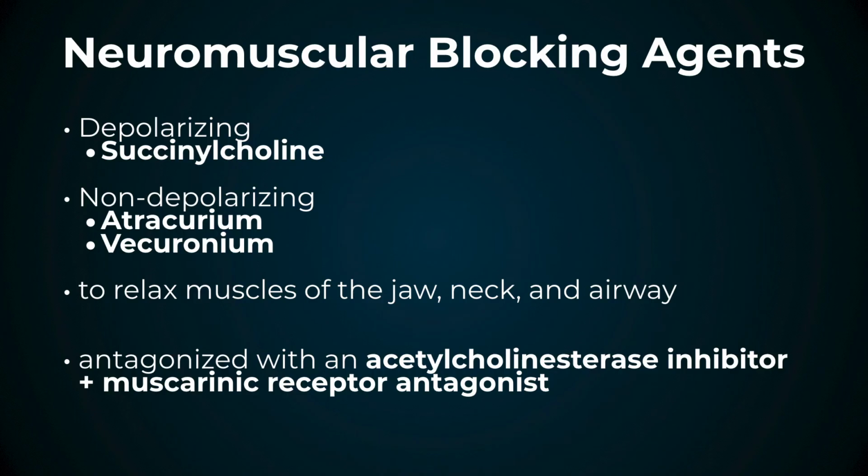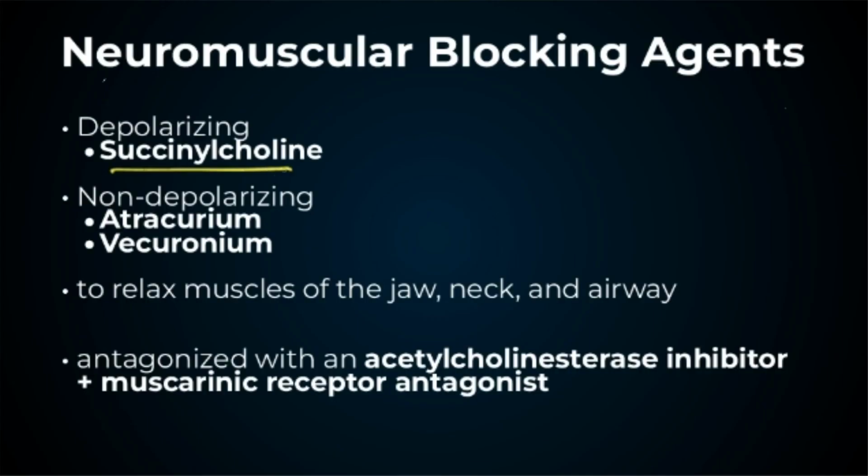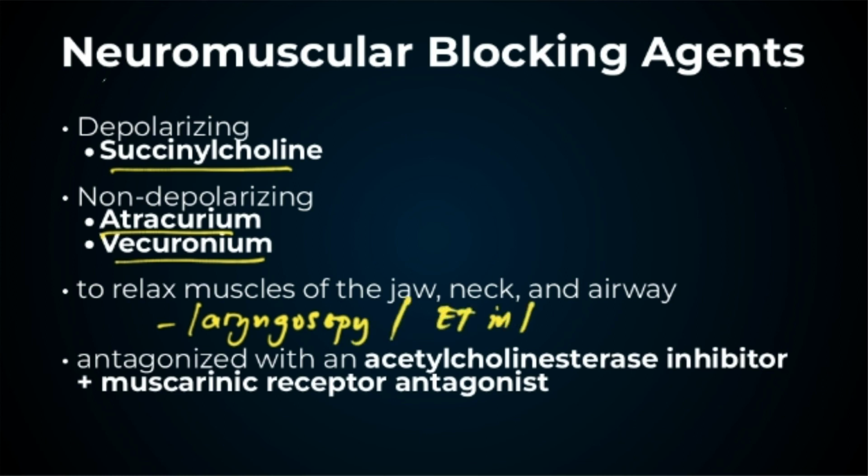And we also have neuromuscular blocking agents. We have the depolarizing, for example, succinylcholine, and non-depolarizing muscle relaxants. We have the atracurium and vecuronium. These muscle relaxants are often administered during the induction of anesthesia to relax the muscles of the jaw, the neck, and the airway. This helps the anesthesiologist do laryngoscopy or endotracheal intubation much easier because the muscles of the jaw, the neck, and the airway are relaxed. So it is much easier to insert the tube.